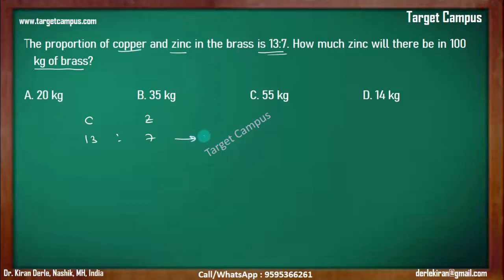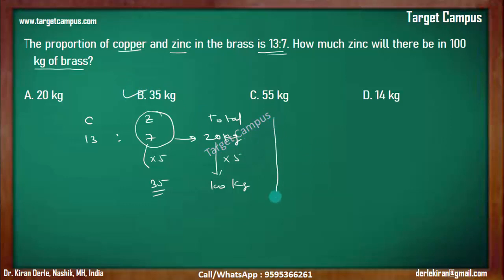So if this mixture is of 20 kg, let's say this is the total, right? There the zinc will be 7 parts. If this is 20 parts, this is 7 parts. What if this is 100 parts? If this is 100 kg as given in the question, right? So this has been multiplied by 5, so this would also get multiplied by 5. So this becomes 35, right? So zinc is 35 kg, right?